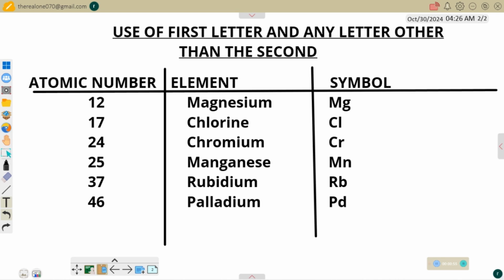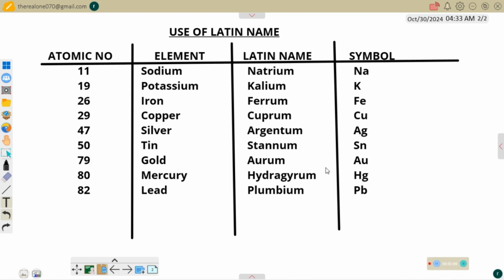Now let's move to the last way of representing elements symbolically using their Latin names. Here we have some elements that have Latin names. The first one is sodium with the atomic number 11 and its Latin name is natrium with the symbol Na. That's the chemical symbol, taking the first letter of natrium and the second letter, which is A. Then the next one is potassium with the atomic number 19 and the Latin name is kalium. The symbol is K. Then we have iron, which is ferrum from the Latin name. Then the symbol is Fe. We have copper, cuprum, Cu, silver, argentum, Ag, tin, stannum, Sn, gold, aurum, Au, mercury, hydrargyrum, Hg, lead, plumbium, Pb.